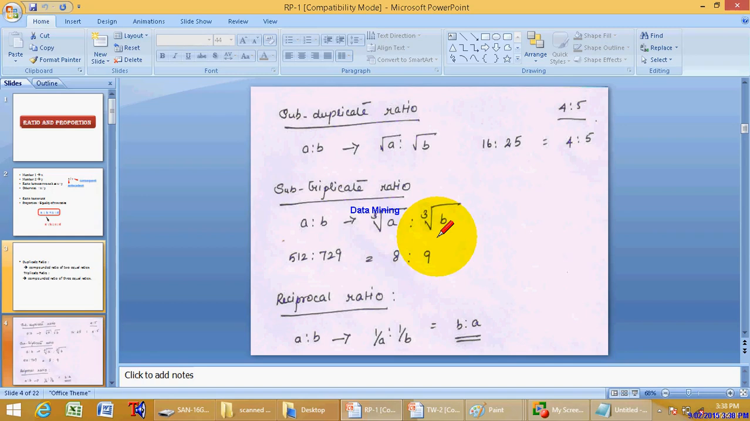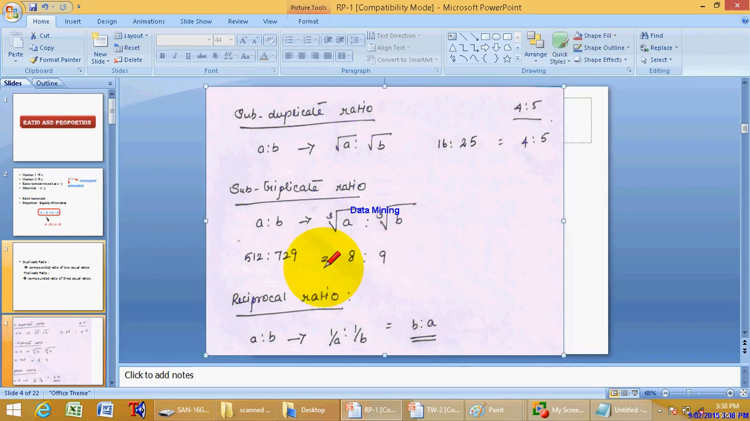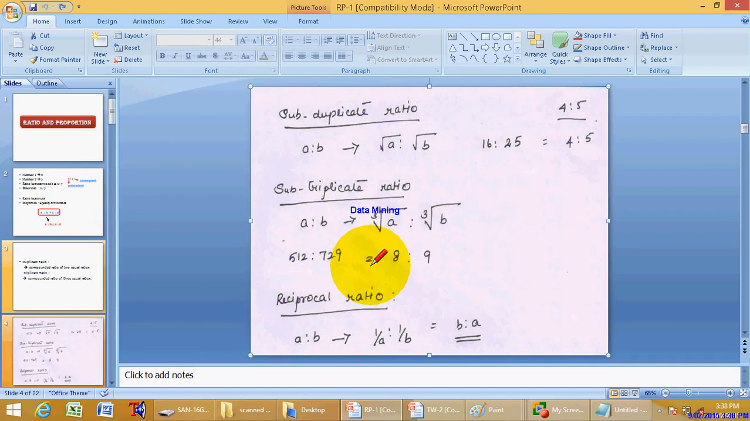That is what you are seeing in this slide. So for example, if 512 is to 729 is the given ratio, the sub-triplicate ratio is nothing but the cube root of 512, which is 8, and the cube root of 729, which is 9. That is 8 is to 9.